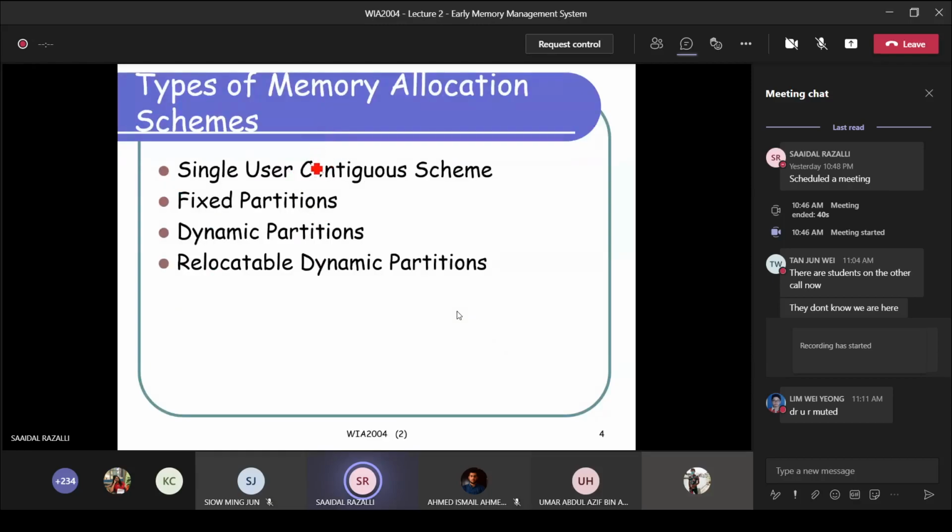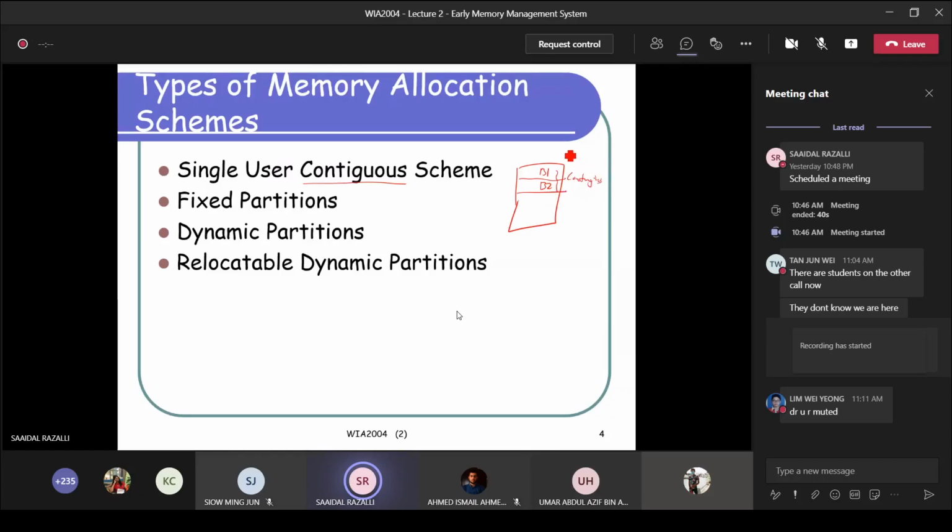Types of memory allocation schemes: single user contiguous schemes, fixed partition, dynamic partition, relocatable dynamic. Contiguous means just side by side. Like in the disease, if we talk about COVID-19, if you are near the person that has COVID-19, you are contiguous, meaning side by side, nearby, just beside that. In other terms, like in the main memory, this is block 1, this is block 2, so this is contiguous.